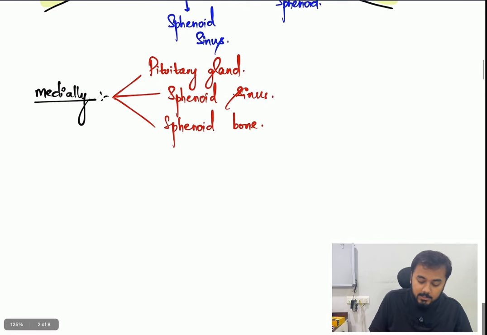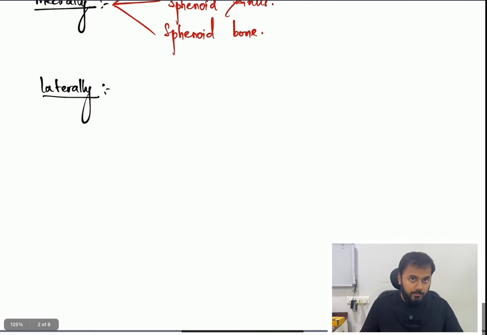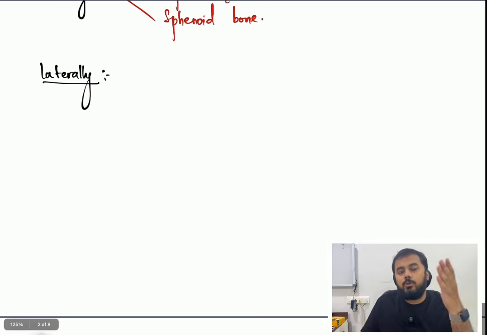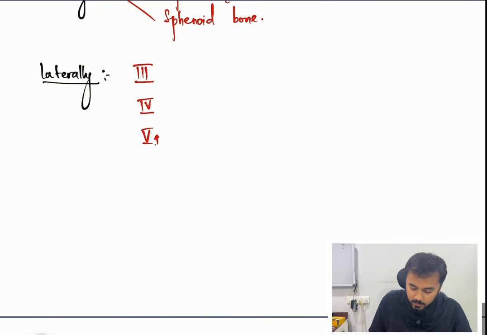Now let us discuss the very important thing, that is the structures that are located laterally. Now this is the place from where most of your questions would be asked. Okay, so what are the structures that are located laterally here? I just told you to remember 3, 4, 5, 1, 5, 2, right? So 3, 4, 5, 1, that is V1 and V2.